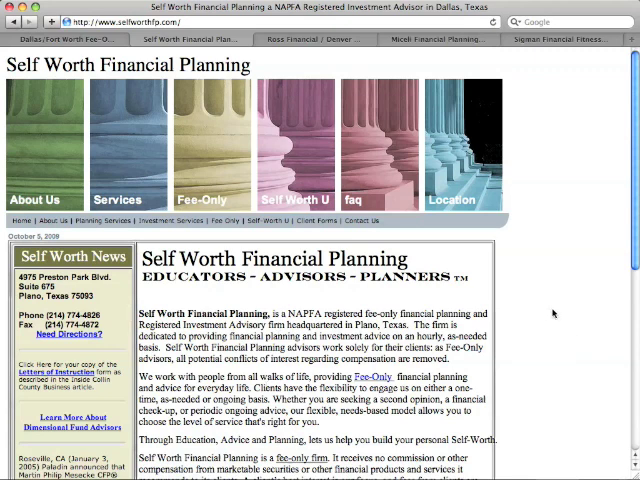Now, when we talk about home pages, one of the things we want to make sure we focus in on is the fact that for most sites, the home page gets the bulk of the traffic. So it's an important part of the real estate for any given site. So what's missing on these two sites so far that we've seen is a way to generate some type of a lead. Now, certainly, if I'm interested, I could call Self-Worth Financial Planning, so that's a good start.